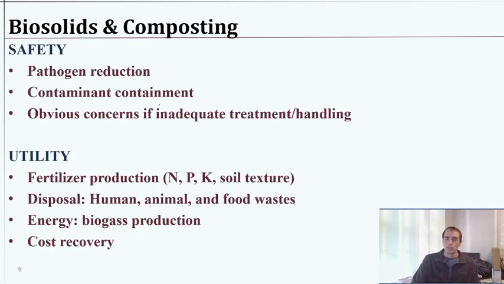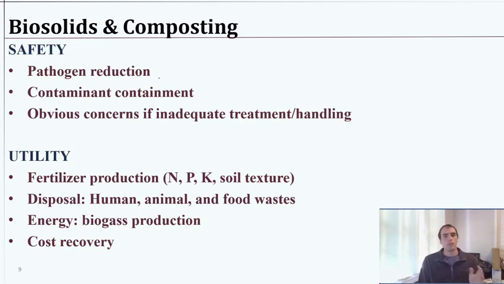Okay, I mentioned this, but the utility really lies in the fact that we can make use of so many high quality nutrient sources that were otherwise a problem, right? At first we have this problem of we don't want to put this waste into the water or to have it escape downstream, because things will grow and cause problems for that receiving water.